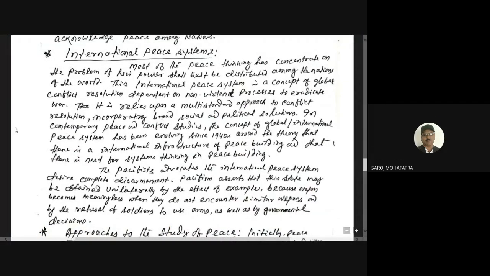Because of the arms race, which is threatening human society for a long way. Let's see, pacifism asserts that a state may be obstinate, but unilaterally by the effect of example, it becomes meaningful.